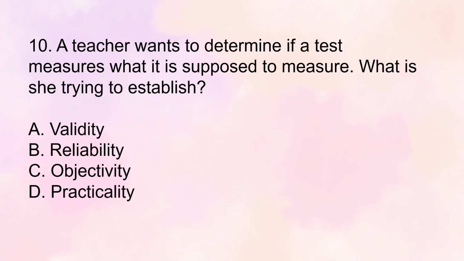Number 10. A teacher wants to determine if a test measures what it is supposed to measure. What is she trying to establish? Letter A, validity. Letter B, reliability. Letter C, objectivity. Or letter D, practicality.